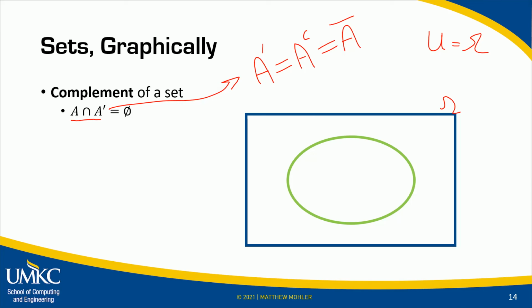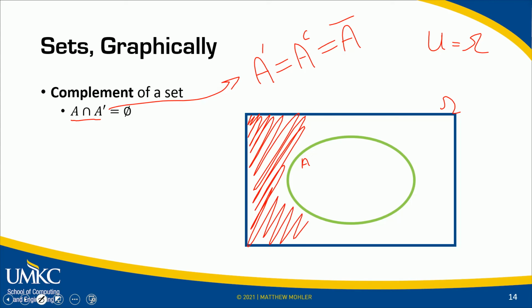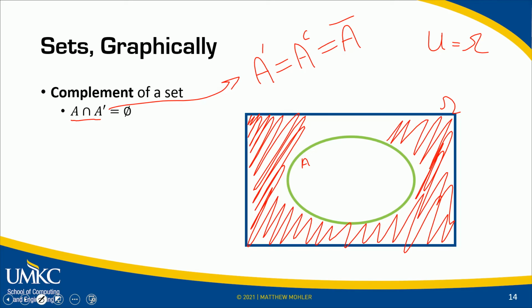Now, again, looking at this, if we say that this green circle A is our area of interest, then the complement of A is everything inside our universe, everything inside this blue rectangle that is not part of A. And so you can see that here represented by the shaded in area. And so that area then would be A complement. And again, that can also be written A with a superscript C or A with a bar over the top of it to represent the complement.